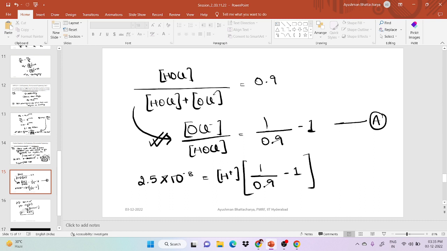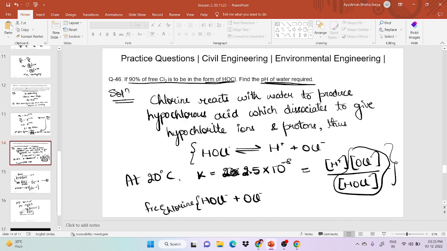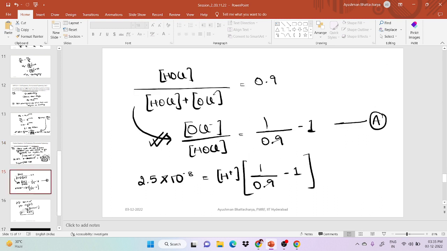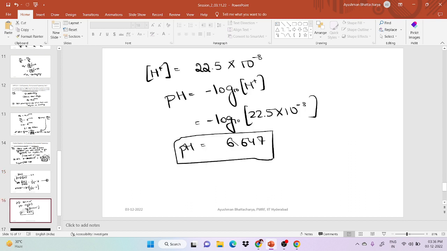Using the given data in the question, up till here we got whatever we got from the given data. Now we have substituted this ratio of OCl minus to HOCl in the equation which we knew earlier based on the concept. After substituting, we can write it like this: 2.5 times 10 to the minus 8 equals H plus multiplied by 1 upon 0.9 minus 1. From here, we calculate the value of H plus. Using this H plus, we calculate the value of pH.